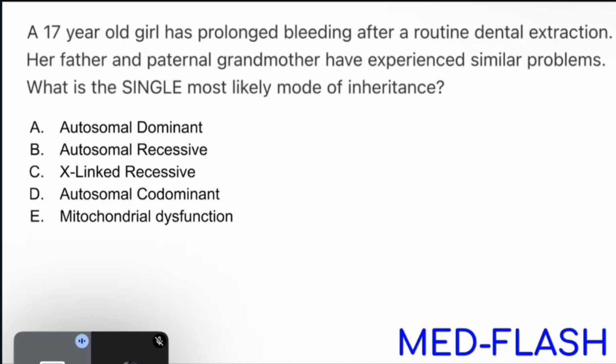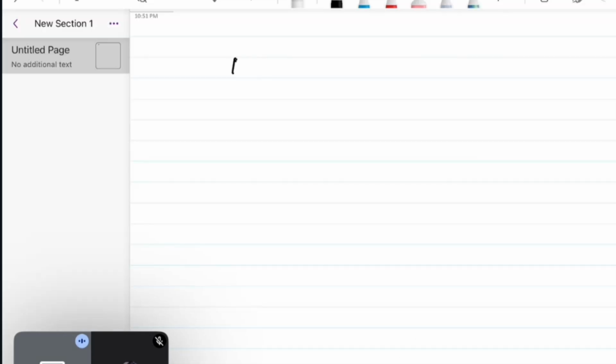Now, this might be either hemophilia A or it can also be von Willebrand disease. Her father and grandmother have experienced similar problems. So, what is the mode of inheritance? Now we know that hemophilia is an X-linked recessive condition, whereas von Willebrand disease is an autosomal dominant condition. Now, getting back to the autosomal dominant condition.